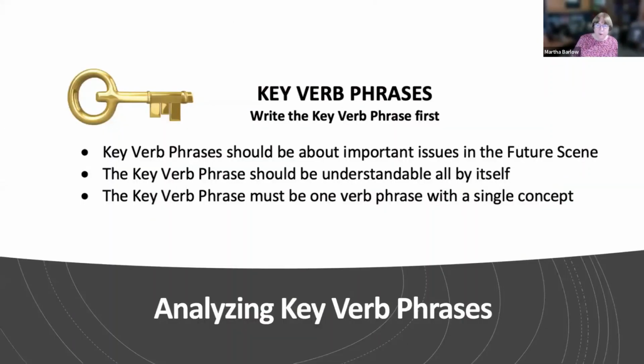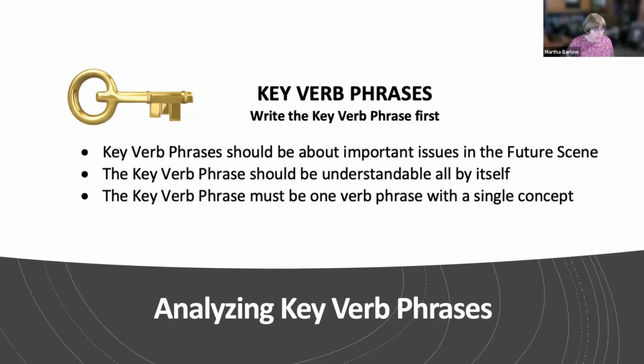And the quizzes focus on these kinds of things. So there are 3 quizzes for these 3 ideas. First, the key verb phrase, which we think should be written first, should be about important issues in the future scene. It should be understandable all by itself. So I'm big on that.